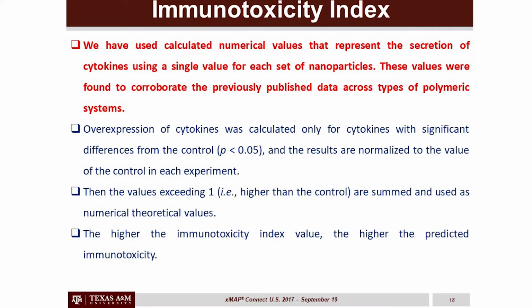How we calculate it, I'm not going into much detail, but it is very simple. So we calculate numerical values by measuring the expression of the cytokines that had significantly higher expression than the control. When we say control, for in vitro, for example tissue culture, it can be the untreated cells, and in vivo, it can be the animals injected with saline or other controls that we have. And then we normalize the level of these cytokines to our control and take the sum of all these values and use it as the immunotoxicity index. And the higher the immunotoxicity index, the higher the immunotoxicity of the tested materials.